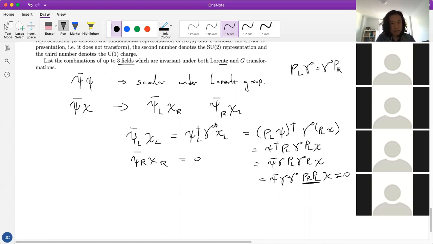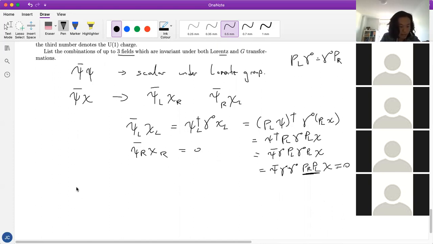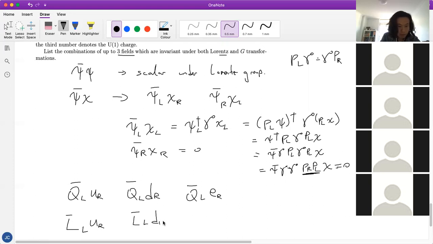Okay, so if I can only have these two, then using the fields I have, that means the only allowed ones are Q bar L U R, Q bar L D R, Q bar L E R, L bar L U R, L bar L D R, and L bar L E R. And then plus all of the Hermitian conjugates. So you can have E bar R, E bar L, L, R, but oh, sorry, you just move the bar across if you want, but no point writing them down.